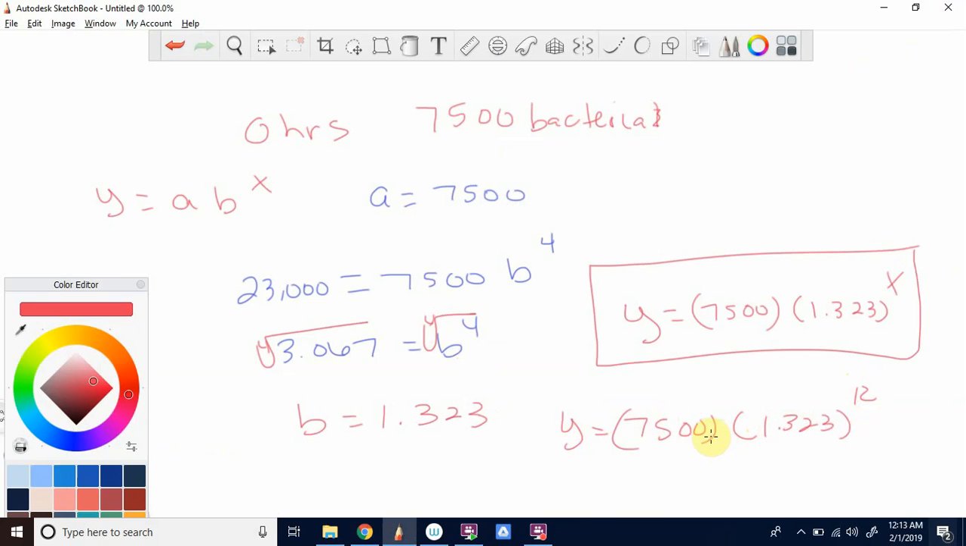Okay, one mistake is you cannot multiply 7,500 times 1.323 and then raise it to the 12. Remember, this implies multiplication. This is an exponent. According to operations, exponents come before multiplication. So make sure you take this and raise it to the 12th power before you multiply it to 7,500. So then we get approximately 215,665 bacteria cells.